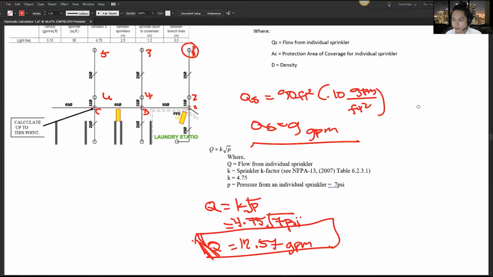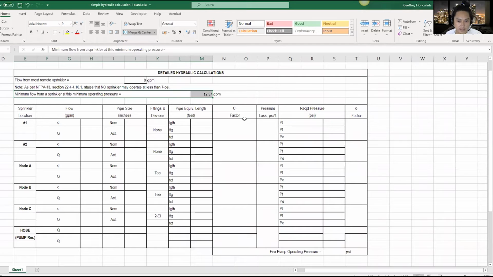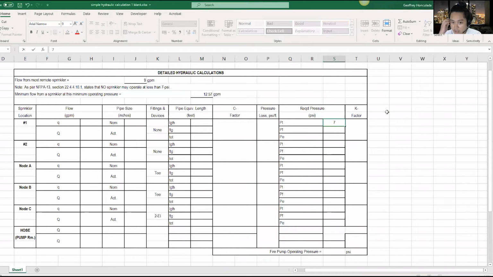All right, now we can input that in our table, that the pressure. This is the sprinkler location. This is 1, and its required pressure is 7. Now we can also place that 12.57 is the gallons per minute. The flow required, 12.57 is the flow required at sprinkler 1.